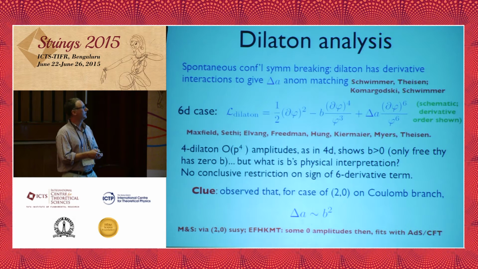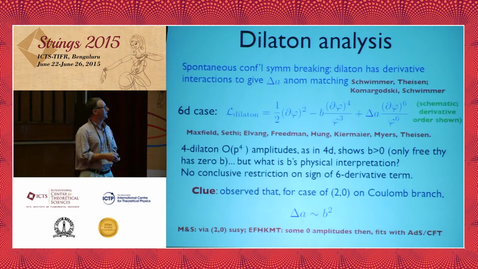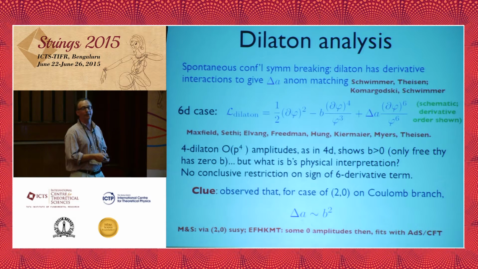The quantity that we're interested in is delta A. So the physical significance of B seems to be unclear. And there was no conclusive restriction on the sign of this sixth derivative term, on this delta A. But a clue in both of these papers was that for the case of the 2-0 theory on the Coulomb branch, actually delta A happens to be B squared. And in Maxfield and Sethi, this was shown by using 2-0 supersymmetry. And in Elvang et al, it was noted that there are some zero amplitudes in that case, which fits with AdS/CFT for the case of the 2-0 theory.